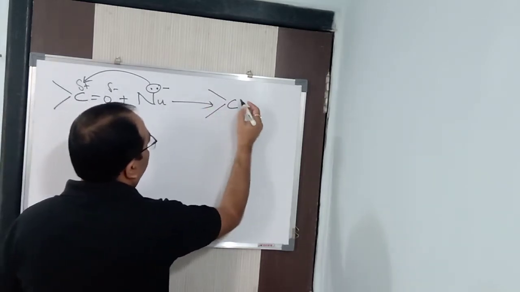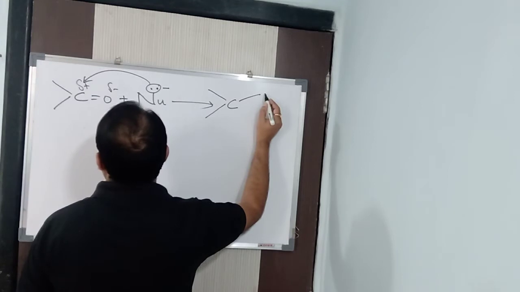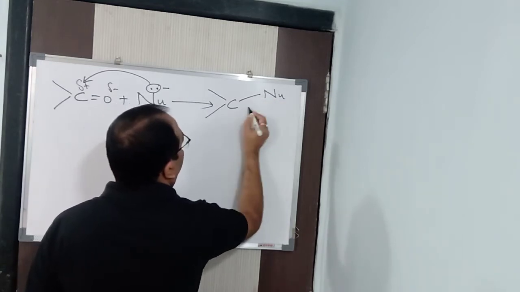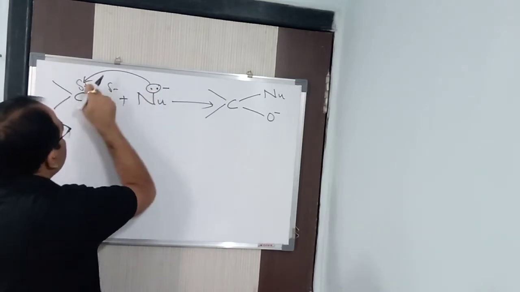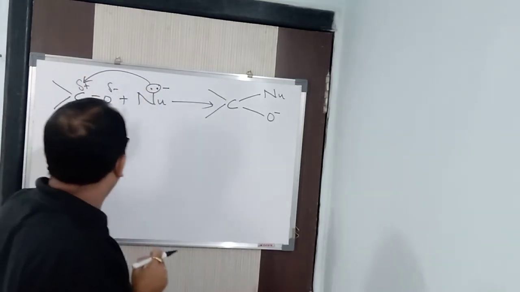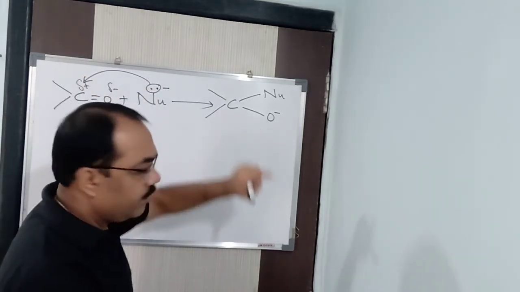So you will have here Nu, and here you will have O minus. Definitely, because the carbon is satisfied, now the oxygen has a negative charge on it.